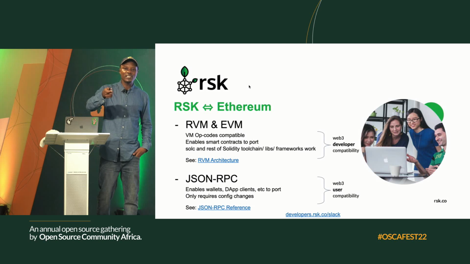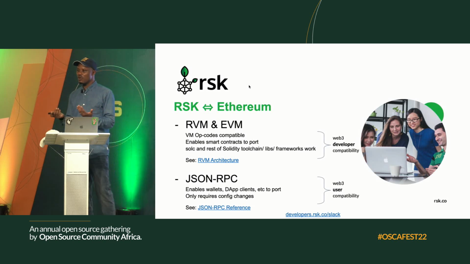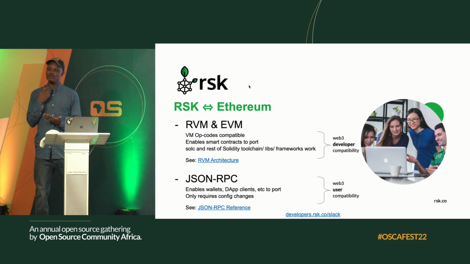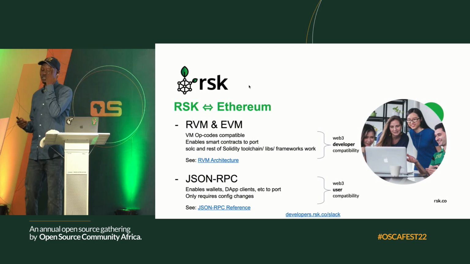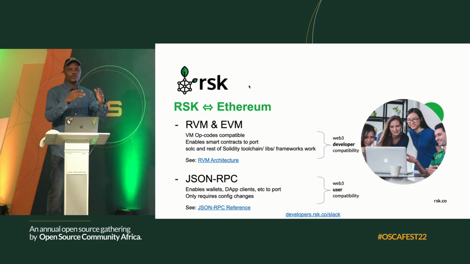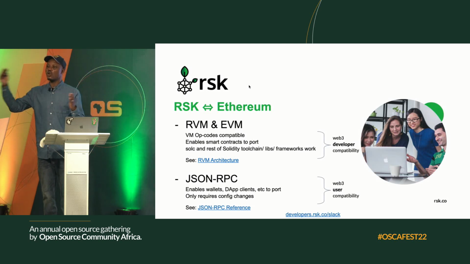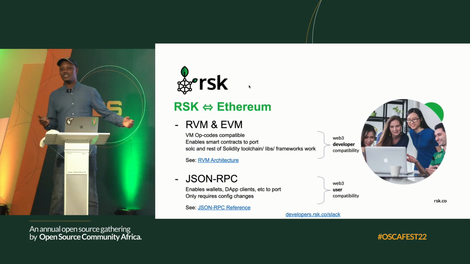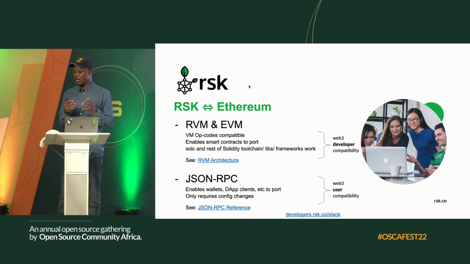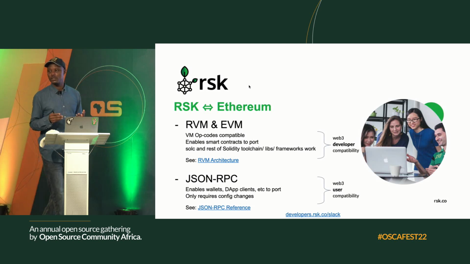So if you are a Solidity developer, if you are an Ethereum developer, what this is saying is that the virtual machine that runs smart contracts on the RSK platform is in sync with the one that runs on the Ethereum platform. So if you've written code in Solidity, you can deploy that same code on the RSK platform. This is helping a lot of Ethereum developers to have options. I'll tell you why. RSK is cheaper, okay?